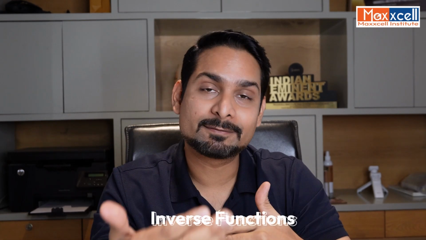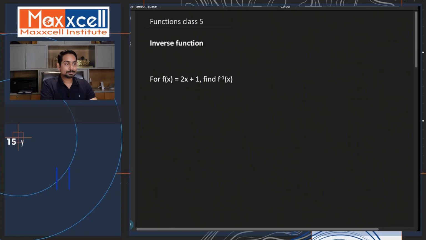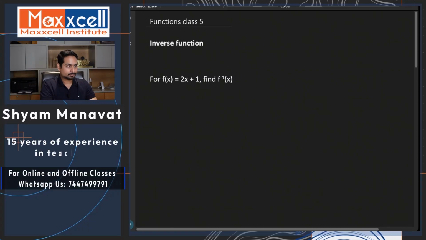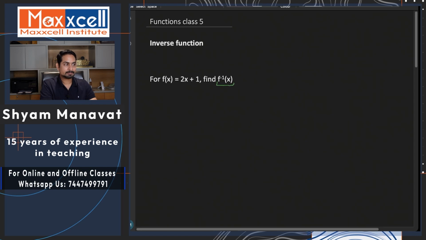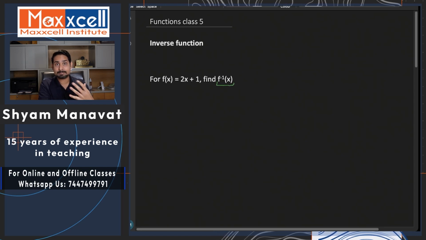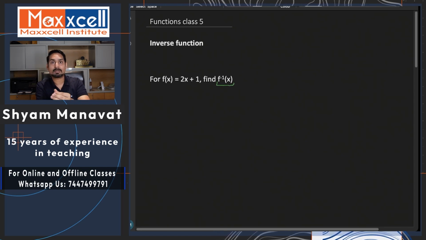We are in lecture number 5, in which we are going to discuss what an inverse function is and how to find the inverse function for any given function. So let me show you with an example how to find the inverse function of a given function. It's not any particular type of function; we can find the inverse of any given function.